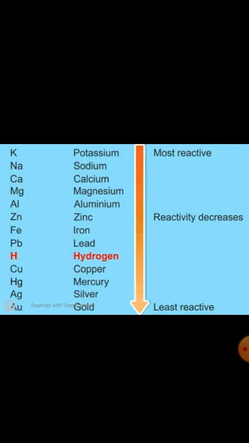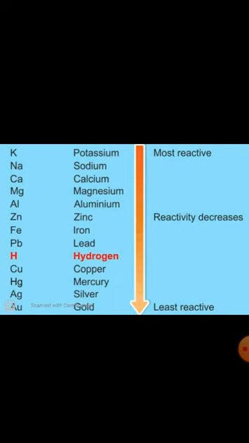Let us see what the reactivity series of metals is. The arrangement of metals in a vertical column in the order of decreasing reactivities is called the reactivity series of metals. In the reactivity series, the most reactive metal is placed at the top, whereas the least reactive metal is placed at the bottom.